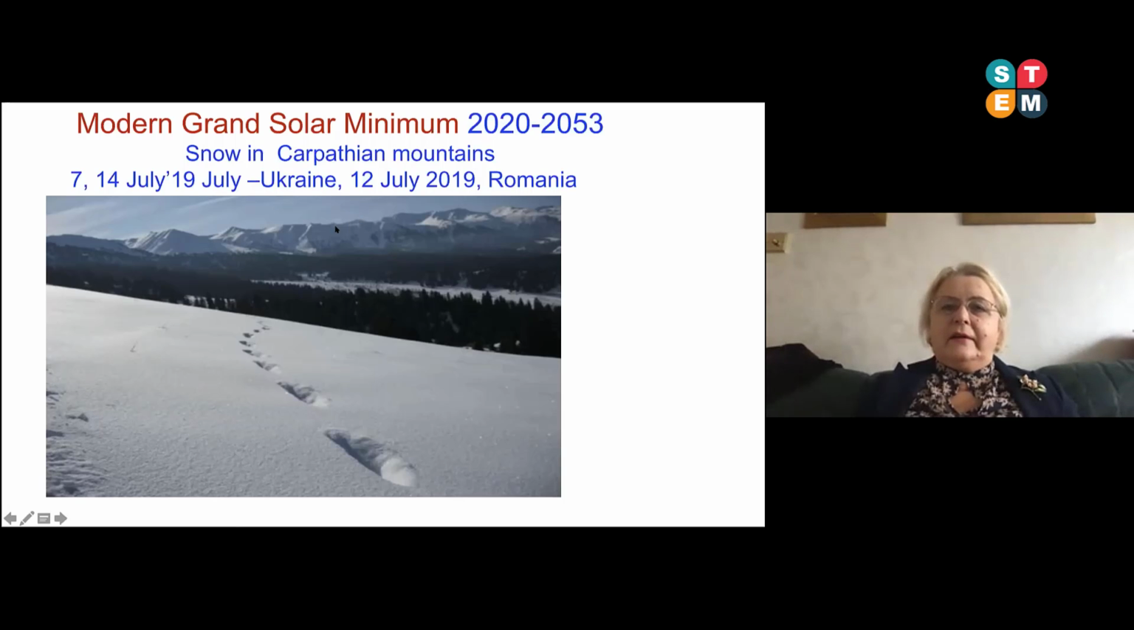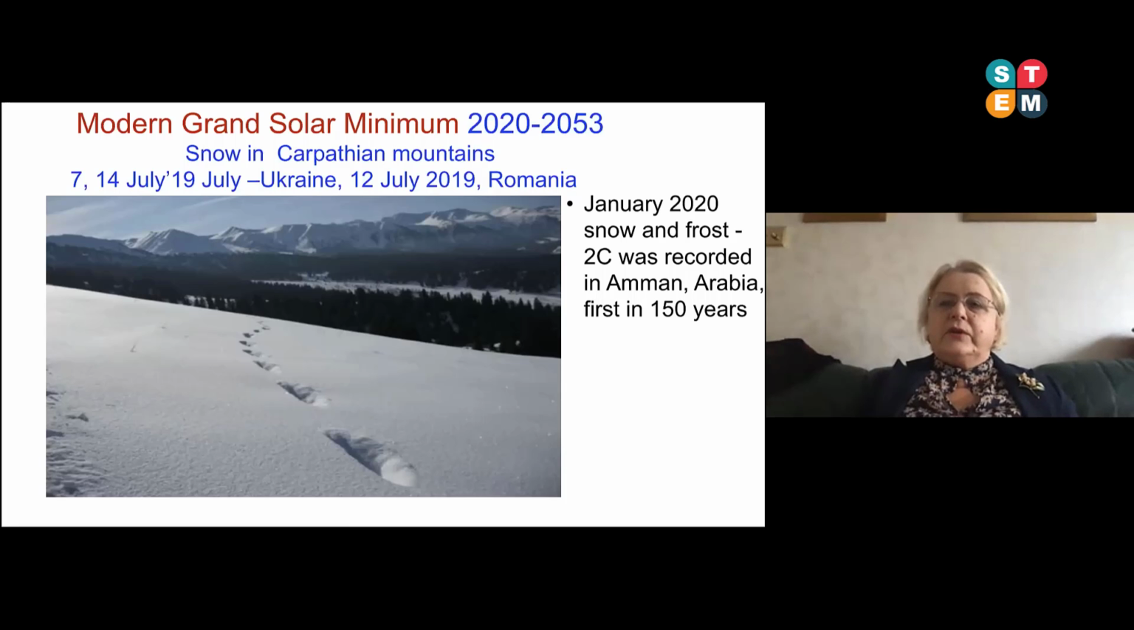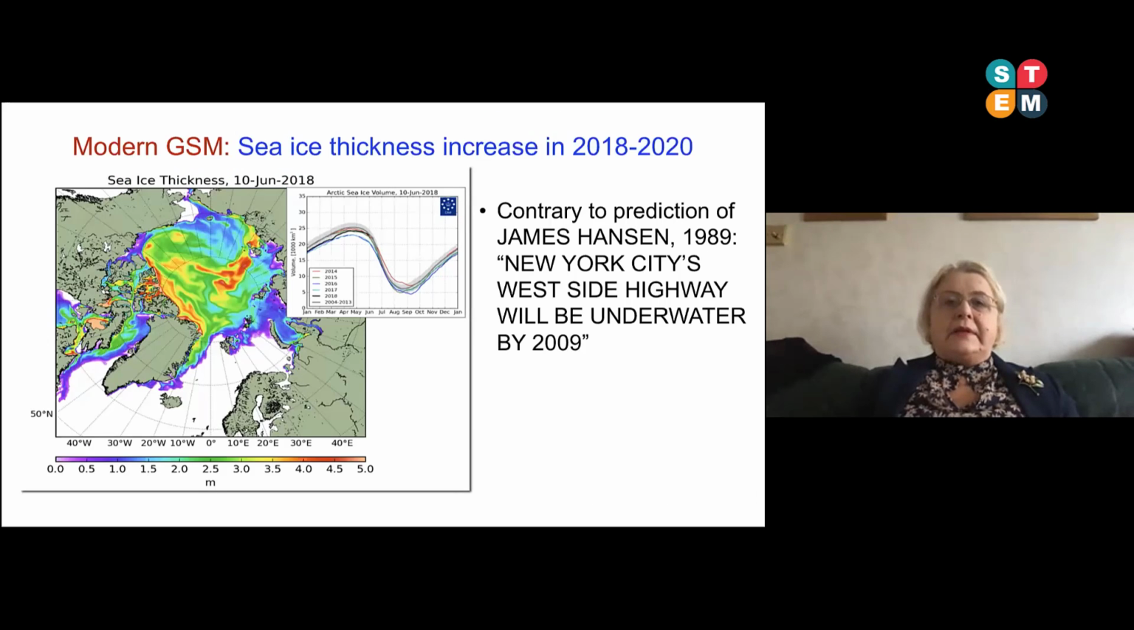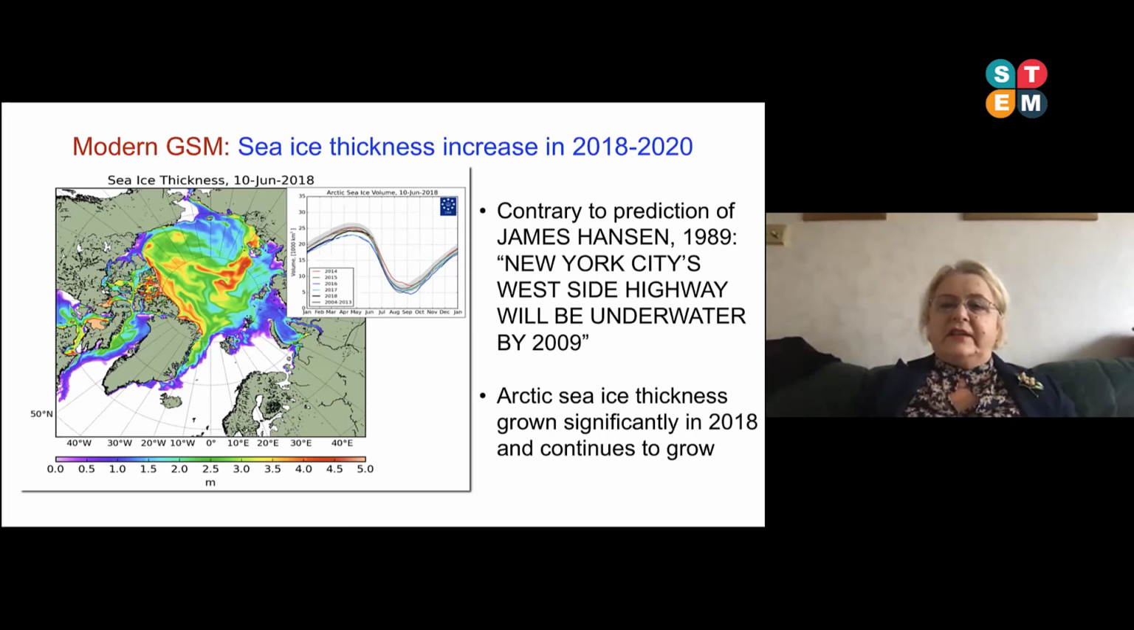So even at the beginning, when it started in 2000, last summer, 2019, there was snow in the Carpathian Mountains in July. This is the start of the grand solar minimum. January snow and frost, -2 degrees, was recorded in Amman, Arabia, the first in 150 years, in January 2020. Now in September 2020, we have early snow in Canada, and summer snow in the south of Australia. Again, like in Ukraine, the sea ice thickness, contrary to the prediction that it would completely melt, increased in Greenland in 2018 and continues to grow.